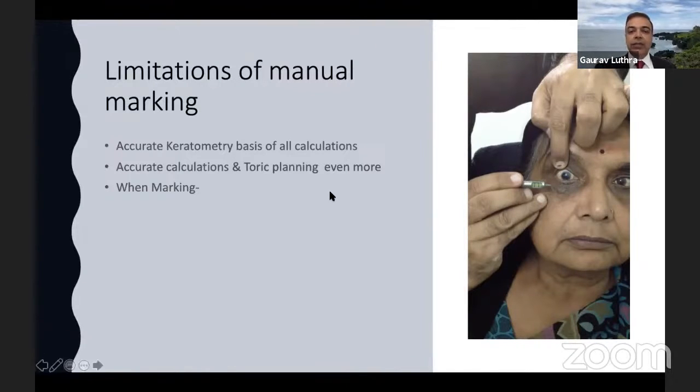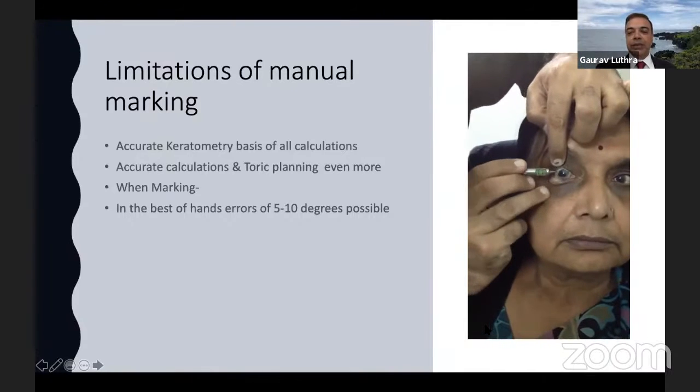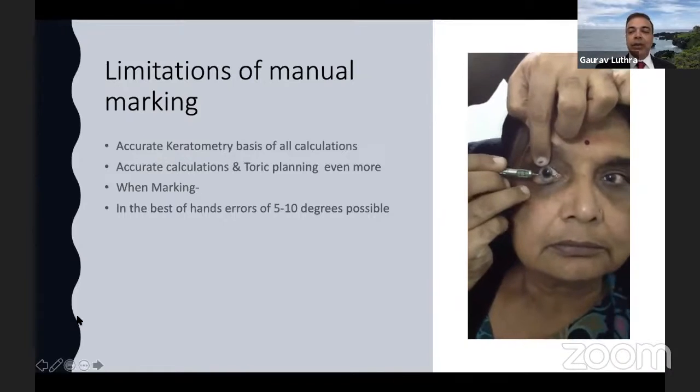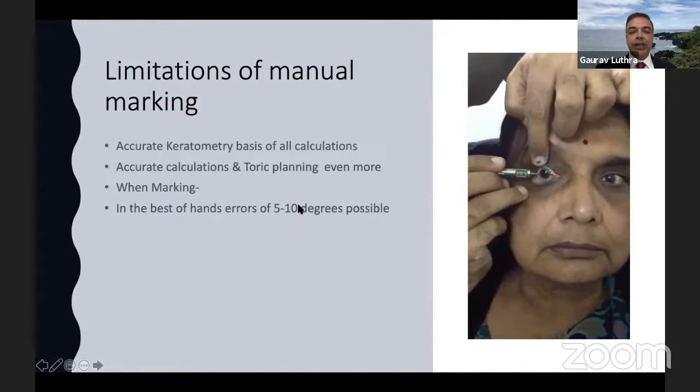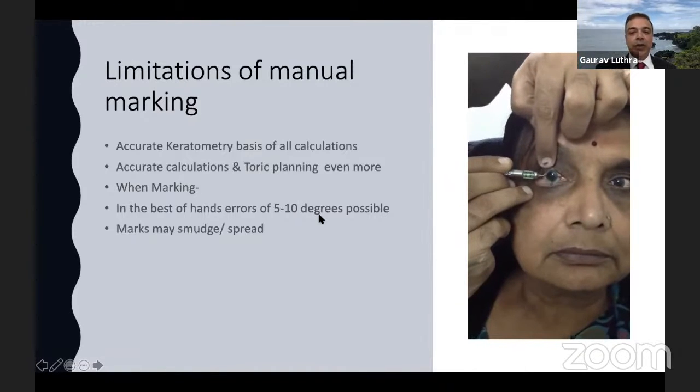And then once you've done the planning and ordered the lens, when marking, you should be able to mark it just outside the OT, where you would use the slit lamp or one of these devices like the oil-based marker. I prefer to use a slit lamp when my Virion is down for an occasional day in the year. However, we all understand that in the best of hands, an error of 5 to 10 degrees is entirely possible with whatever way of manual marking you're going to use.